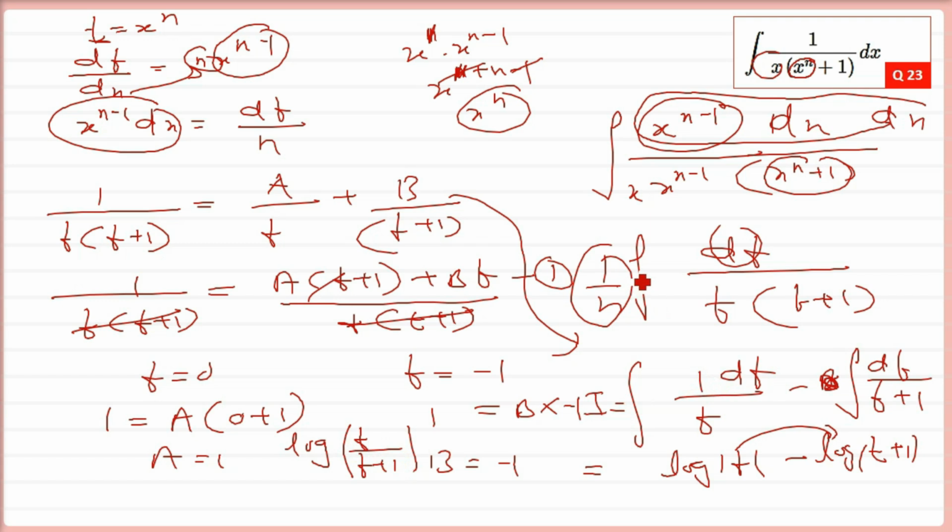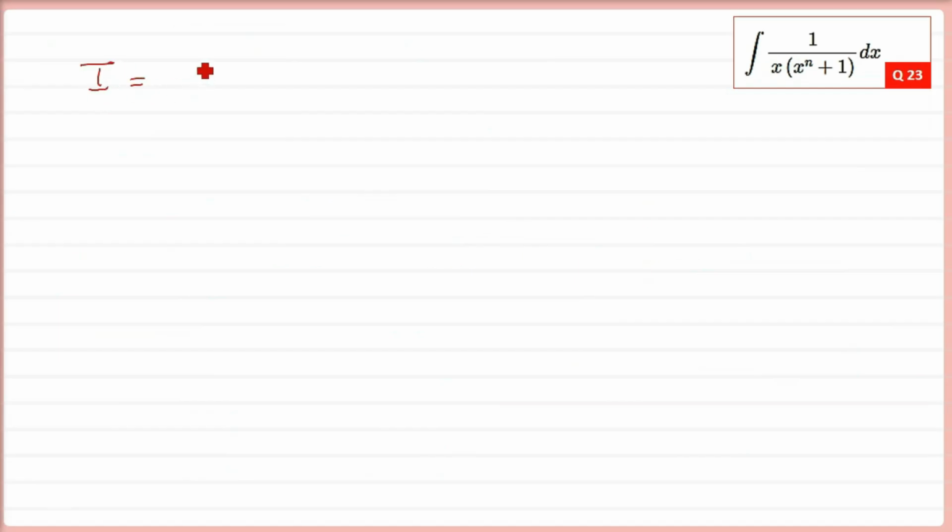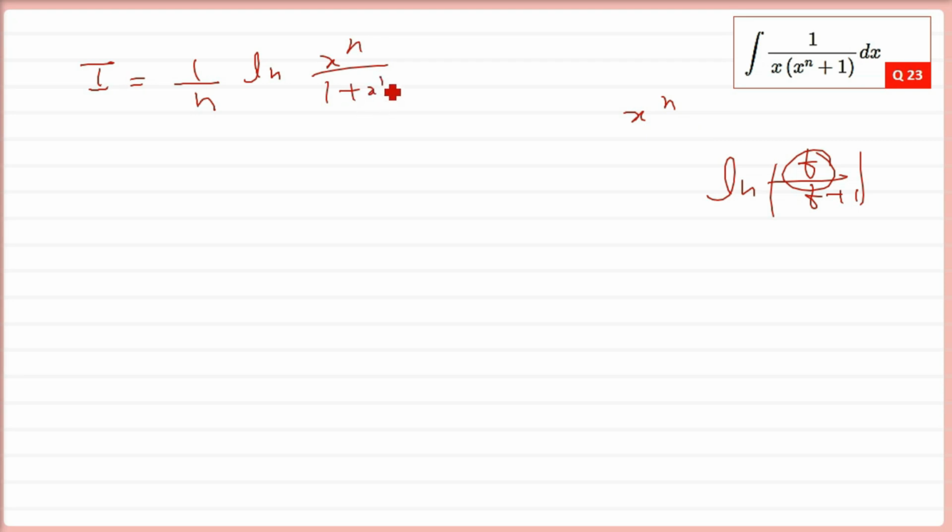Now you have to write this t as what? x raised n was taken as t, and 1 by n is already preceding. So let me write the final result here. So this I will be equal to 1 by n, then we have ln or log base e, and the first one was t by t plus 1, ln. So write this t as x raised n, replace it by x raised n. So x raised n divided by 1 plus x raised n, modulus, just close it, plus constant of integration.